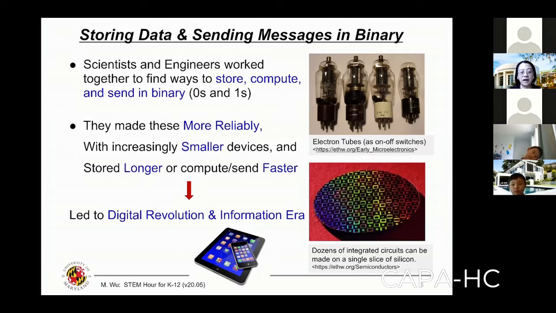And we find that we can do this very reliably, sending over longer distances and storing it for a longer time. We can also make computation much faster. These are really the foundations of today's digital information era, that everyone, including us in school, including our Zoom technical talk today over the network, really benefits from, those revolutionary technologies.